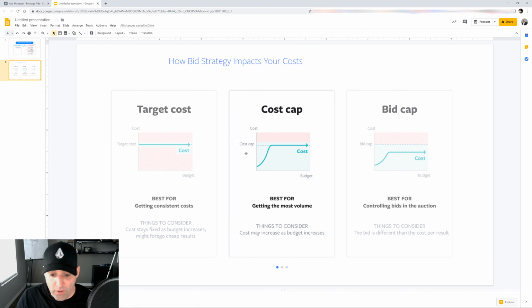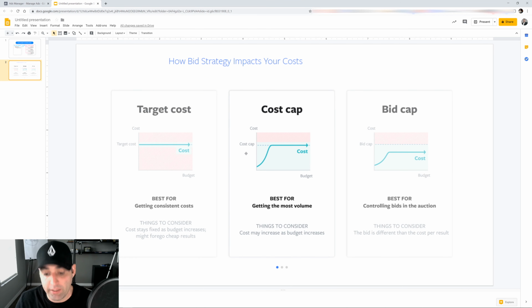Okay? So, cost cap, like I said, the cost is going to increase as the budget increases, but it gives you the flexibility to go for the lowest hanging fruit. One of the issues that I see all the time is people not bidding enough on the cost cap. So what I recommend with cost cap is that you start at a low number, and then if there's no traction on that ad set, you just move the bid up a little bit higher.